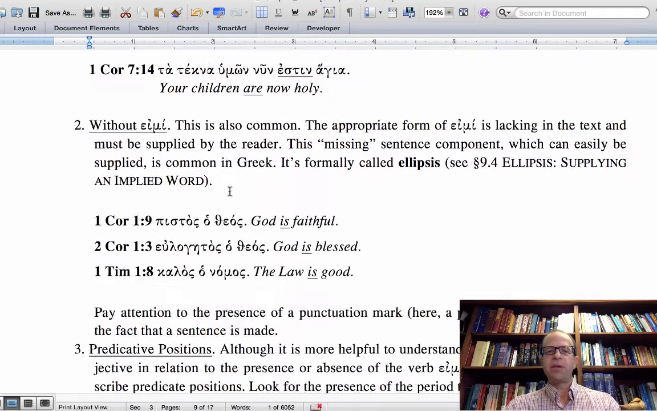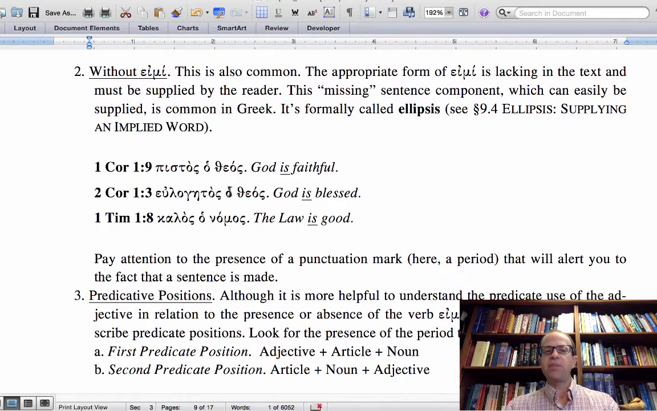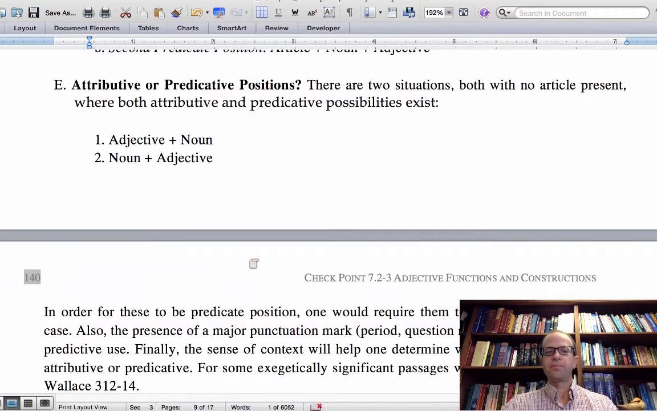Now sometimes the construction is made without the verb eimi. So you might have pistos ho theos. God is faithful. So you may have simply the adjective and then followed by an article and the substantive or the noun. That's the construction. Sometimes it's hard to know which construction you have, and it depends on context.